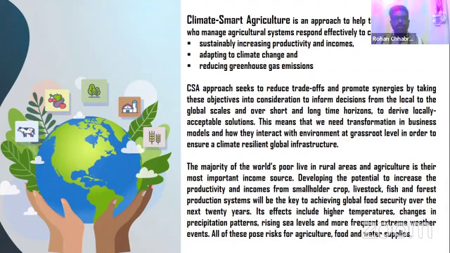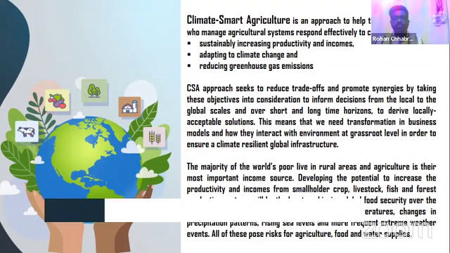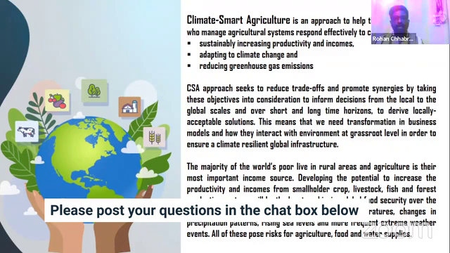So basically there are three objectives, that is sustainably increase productivity and farmers' incomes, adapting to climate change, and reducing greenhouse gas emissions. Now the CSA approach, the climate smart agriculture approach, seeks to reduce trade-offs and promote synergies by taking these objectives into consideration to inform decisions from local to the global scale and over short and long time horizons to deliver locally acceptable solutions.